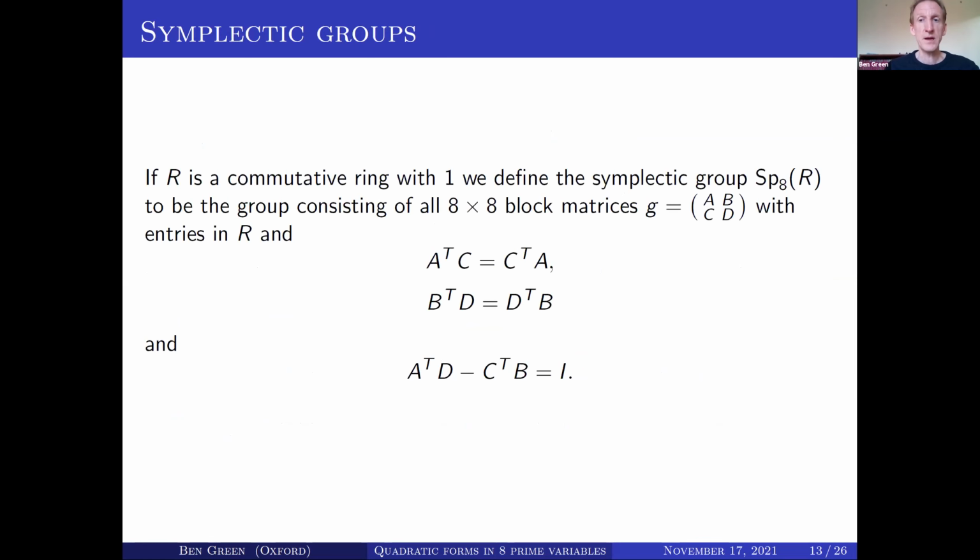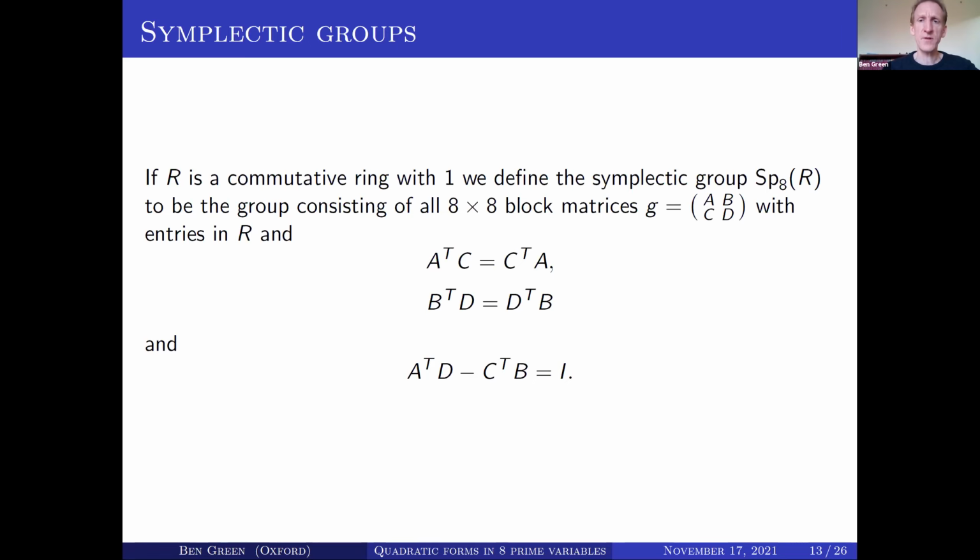So let me just talk a bit about the symplectic group. I prefer to be very, very hands-on with the symplectic group and just define it totally explicitly. If I've got a commutative ring R with 1, then the symplectic group SP8 is going to be the group consisting of all 8 by 8 block matrices G. Here, capital A, B, C, and D are 4 by 4 matrices, whose entries are in R and which satisfy these conditions that I've written here.